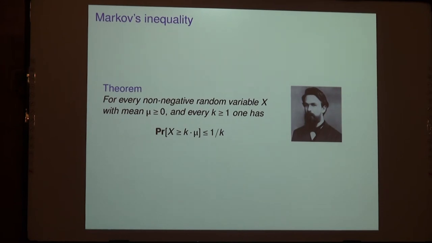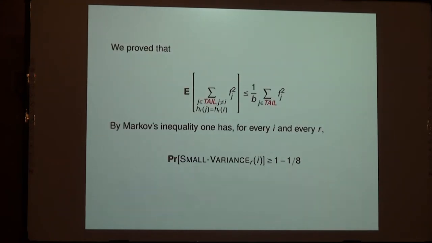By Markov's inequality, the probability that a non-negative random variable with expectation mu is higher than 8 times mu is at most 1 over 8. So by Markov, the small variance event happens with probability at least 1 minus 1 over 8 for each i and for each hashing row.